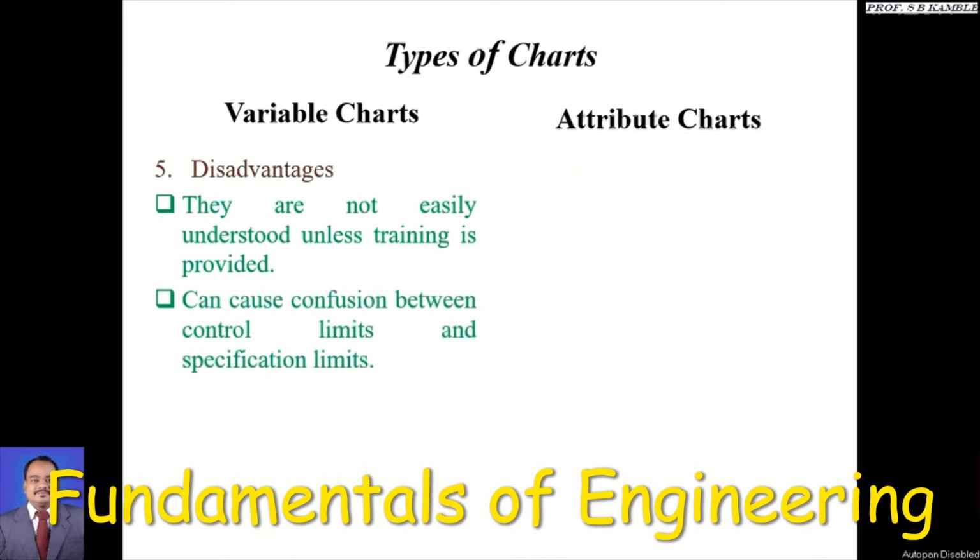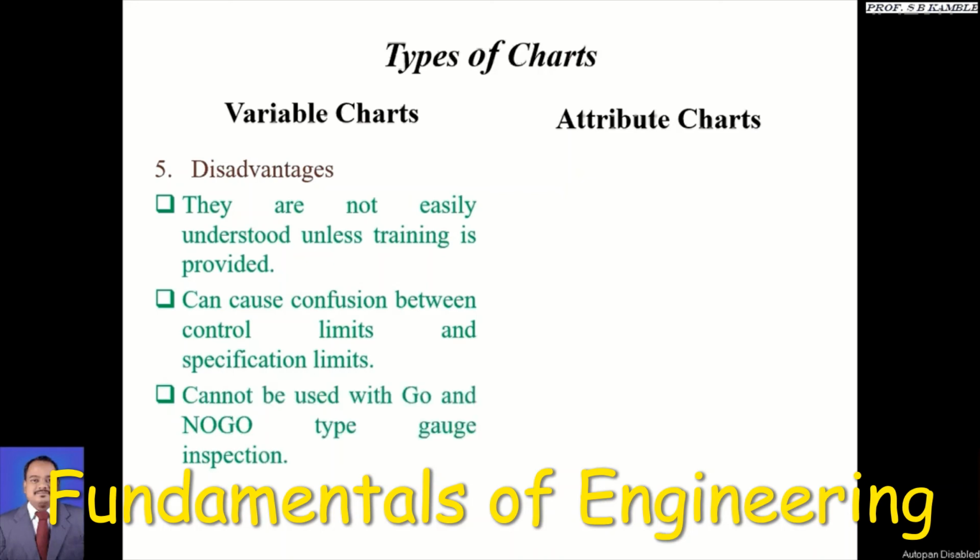and they can cause confusion between control limits and specification limits. The specification limits are given for the part size, and the control limits are the limits we have to set. So it gives some confusion. If we avoid that confusion, then it is a very good tool to use for quality control problems.